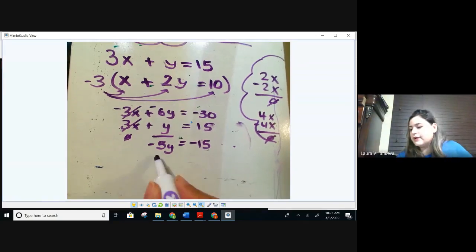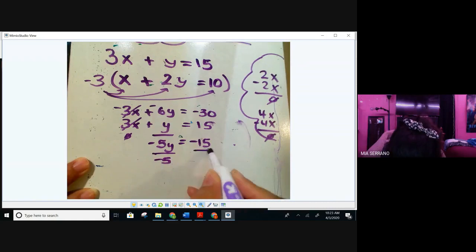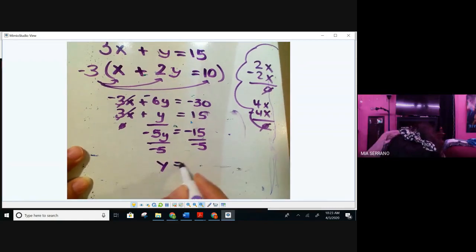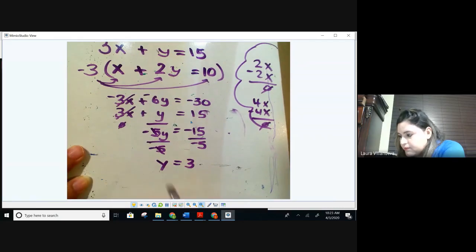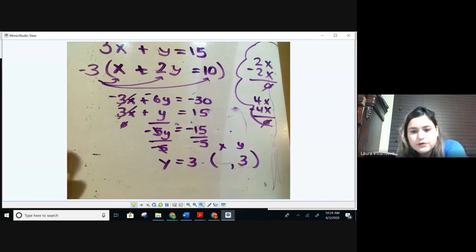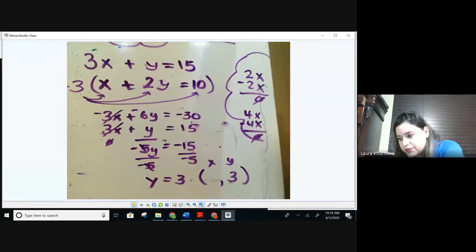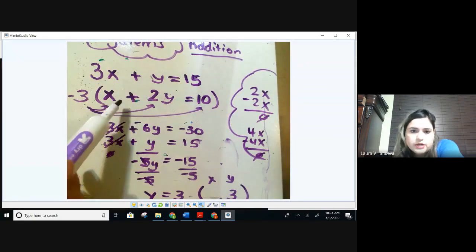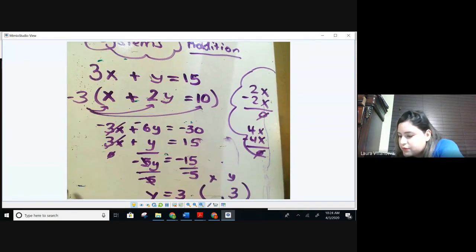And then you're going to divide by negative 5. So your Y is actually 3. Está fácil. This is X and this is Y. You are missing the X now. Now the X is a little bit easier to solve for because you already have the Y. So all you're going to do is you're going to grab one of the original equations, either 3X plus Y is 15 or X plus 2Y equals 10, whichever one you want. So I'm just going to do this one, X plus 2Y equals 10.